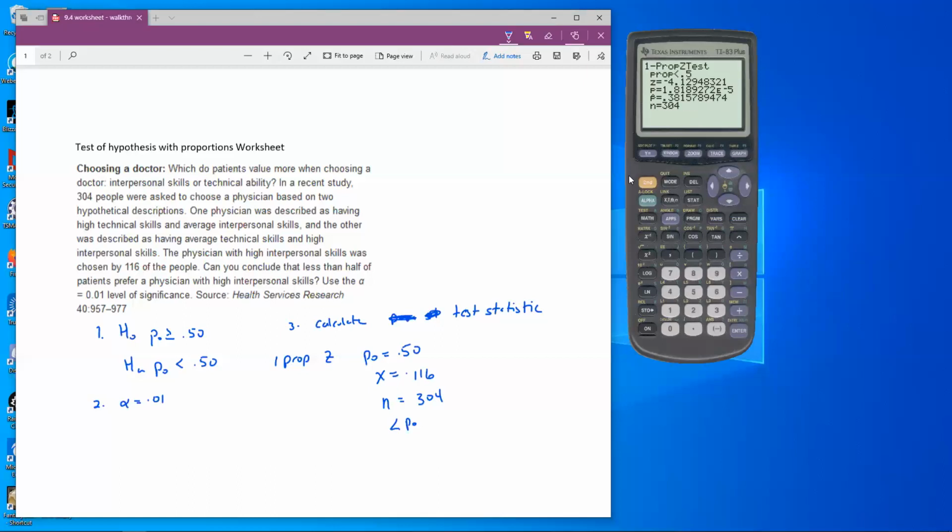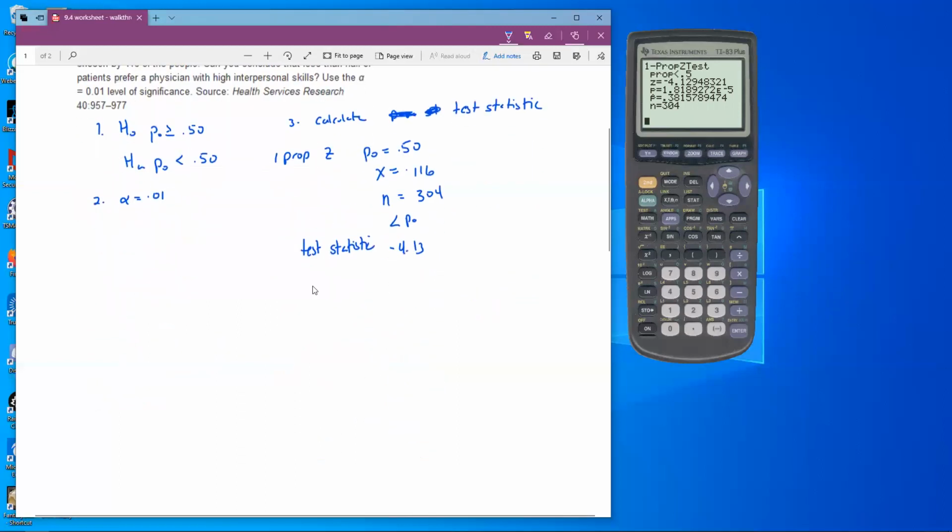All right, so our results. Our test statistic is negative 4.13 here. If we were doing this at another time in another place, in another century, we would be getting this number first, okay? But that's our test statistic. Our p-value, on the other hand, let's scroll down a little bit here.